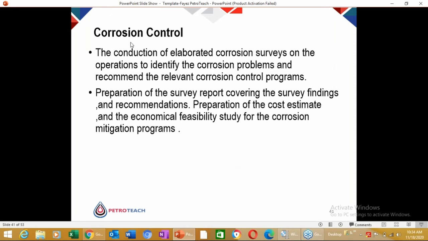Then another point we are going to talk about is corrosion control: the conduction of elaborate corrosion surveys on the operation to identify the corrosion problem and recommend a relevant corrosion control program, preparation of the survey report covering the survey findings and recommendations, and preparing the cost estimate and the economical feasibility study for the corrosion mitigation program.